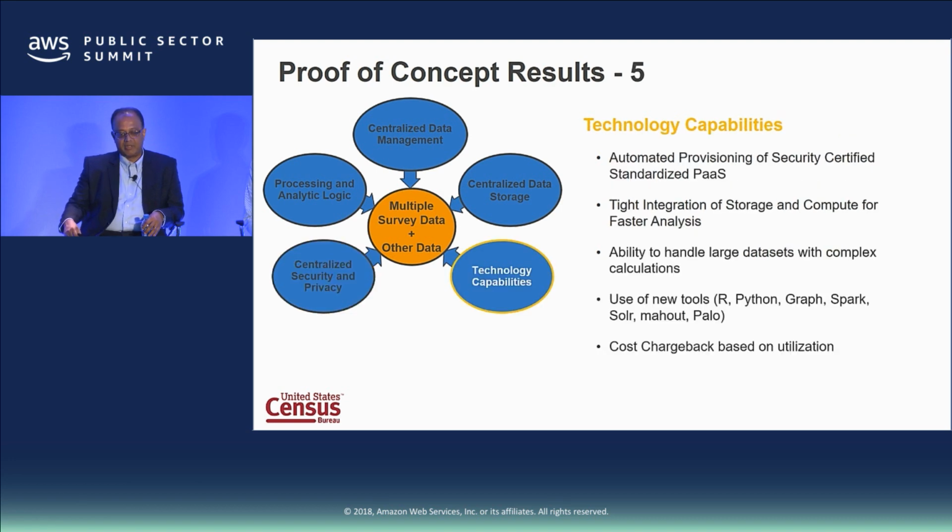And the technology capabilities. The beauty of the proof of concept was this notion of providing, on top of the FedRAMP certified environment that AWS provides, a census certified platform as a service environment that the users can use. There's tighter integration between storage and compute because my computational platform is very close to the data handling platform. And I have the ability to handle very large data sets and use some of the newer tools. The business gets to use newer tools like R, Python, or Spark going forward. And then, of course, there's a cost chargeback model.